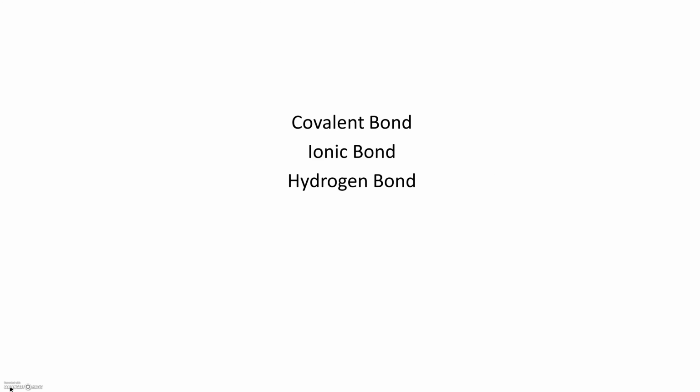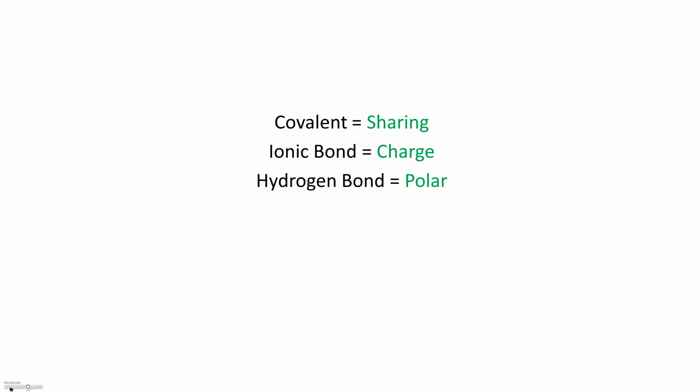I'm just going to talk about the three main types of bonds, and the first one is covalent, the second one is ionic, and the third one is hydrogen. And when you think about bonds, you want to remember the keywords. For covalent bond, the keyword would be sharing. For ionic bond, the keyword would be charge. And for hydrogen bond, the keyword would be polar.